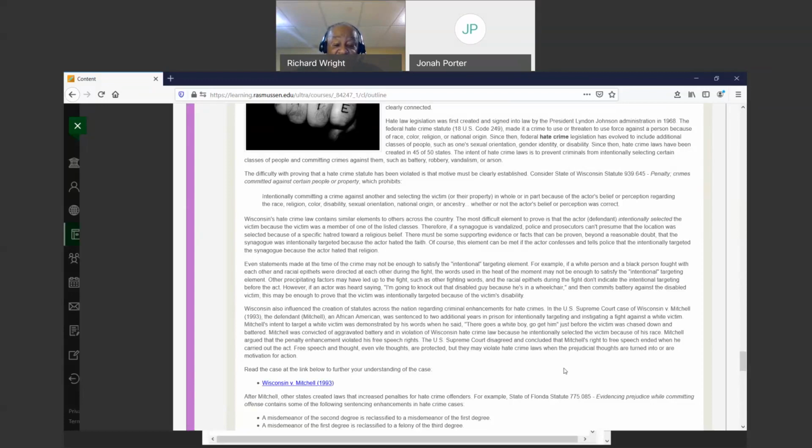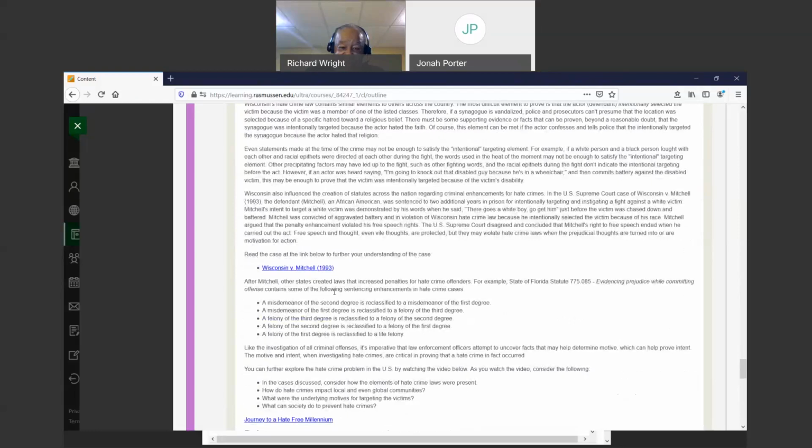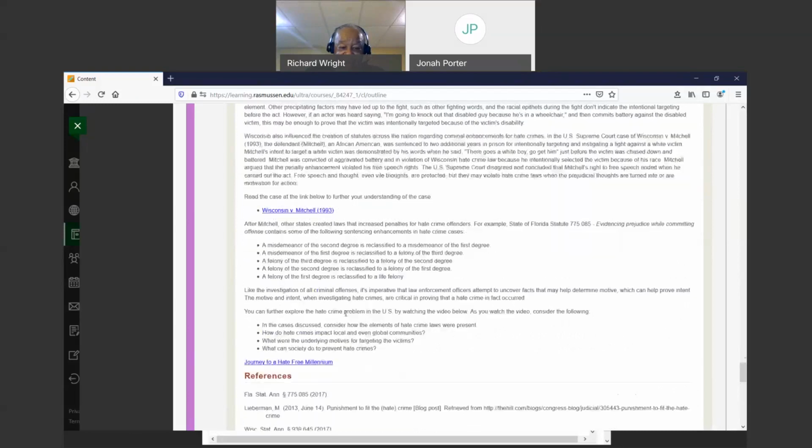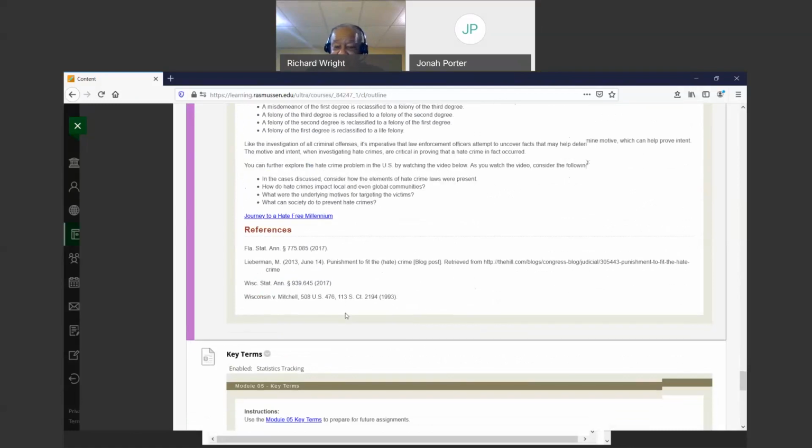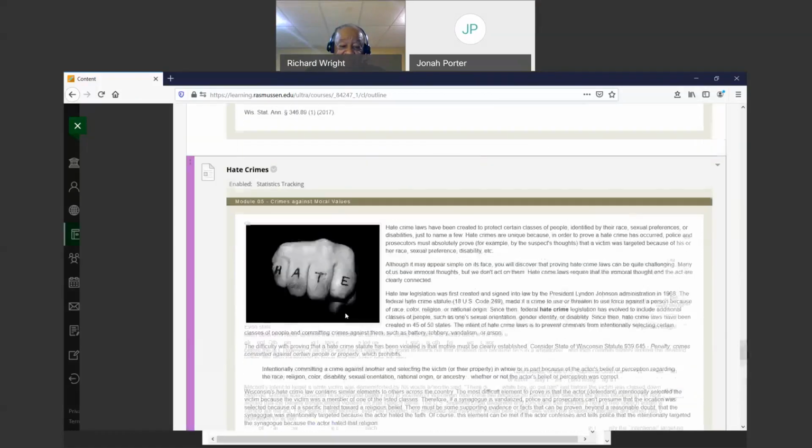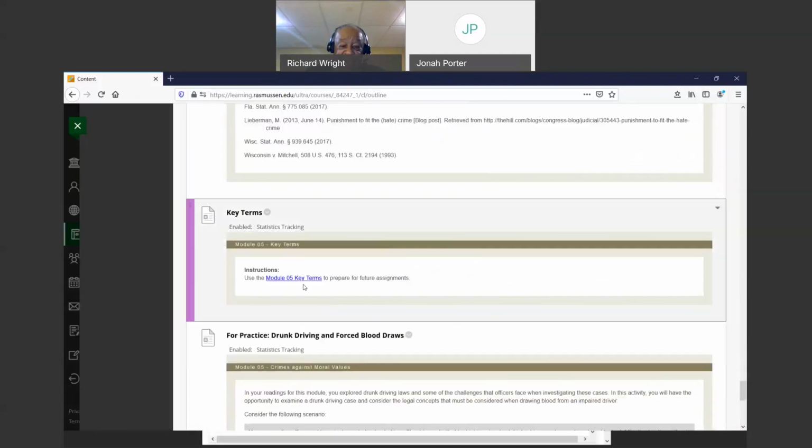Mitchell argued that the penalty enhancement violated his free speech rights. Well, the United States Supreme Court, and I would disagree with Mitchell, concluded that his right to free speech ended when he carried out that act. So he spoke and then carried it out. Okay, so it's not free speech and doesn't protect. All right, so you can take time to read that case as well, and then you look at some of the statutes here. And that's it for this week. Let's take a look at the key terms.